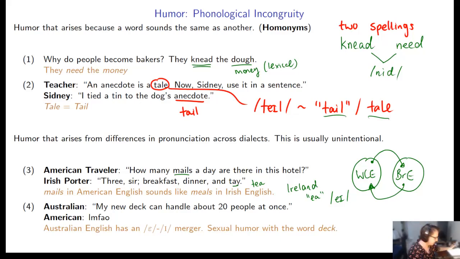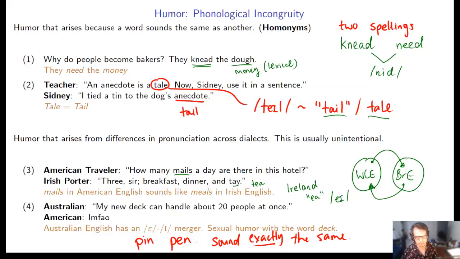So if you've never heard Australian people talk before, Australian English has this thing called the eh merger. So when they say the words pin and the words pen, they sound exactly the same. So these sound exactly the same. So it sounds like, I need a pin, pin. Good luck transcribing it. A bin.